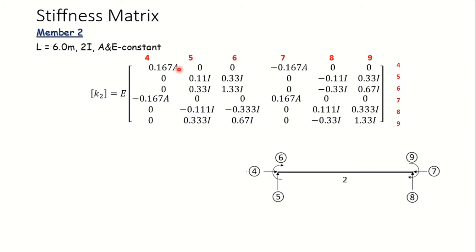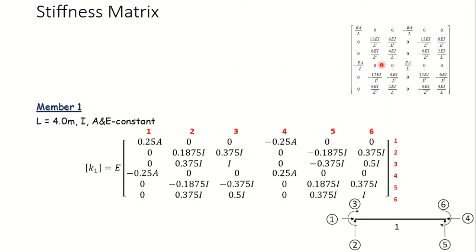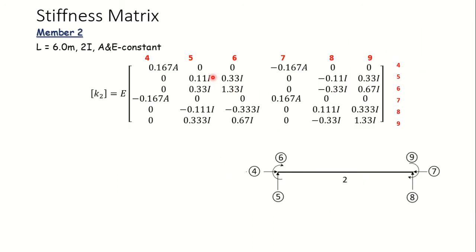So AE by L, okay, E has been taken outside, A by 6 comes out as 0.167A, minus A by L, minus A by 6, so minus 0.167 times A. The other terms here are 0. 12EI by L cube, so 12 into 2I divided by 6 cube, comes out as 0.11. 6EI by L square, so 6 into 2I by L square, 0.33 times I. Similarly, the other coefficients have been obtained by substituting the appropriate values of I, L or A.